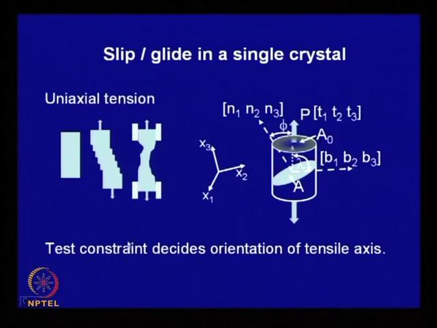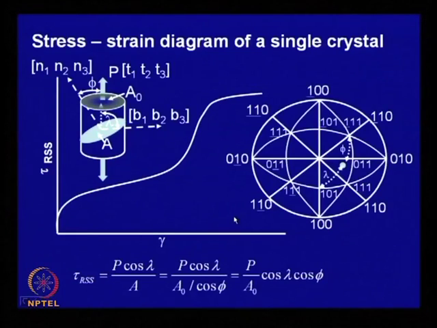Now, since this test constraint will decide what happens once slip takes place, this direction remains unchanged with respect to the laboratory. That means the indices of the tensile axis will keep on changing. The laboratory reference system will not change, the crystal reference system will not change. And then let us see what happens.